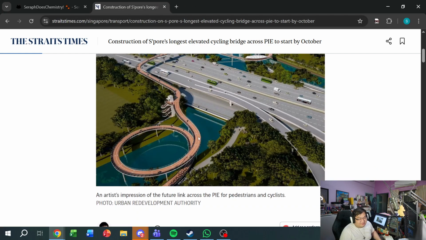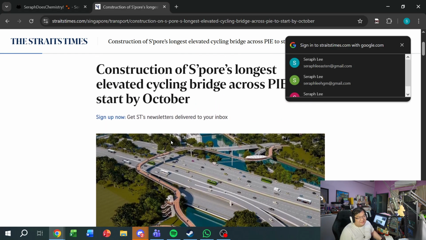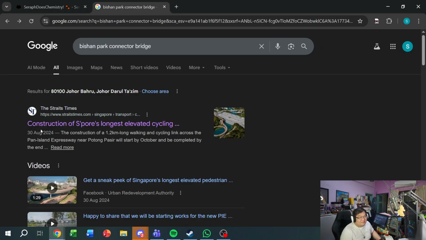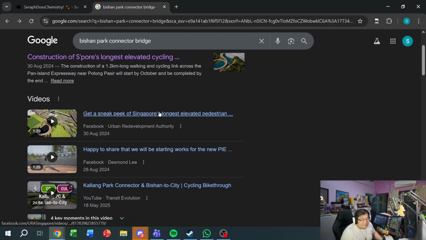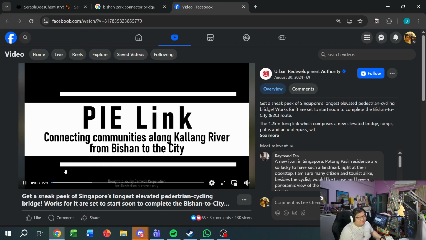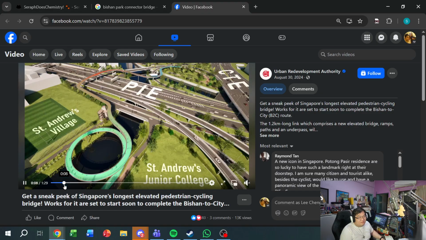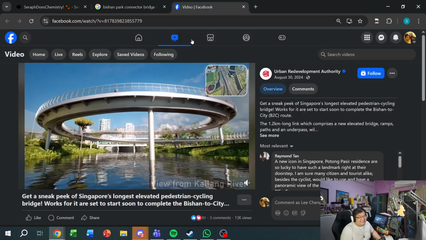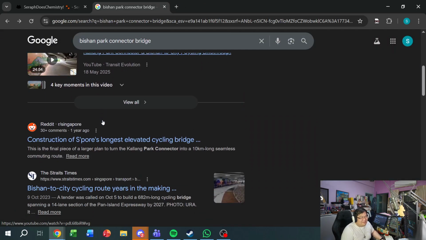Is it not? It's not this one. Yeah, elevated. Oh, this is a pedestrian walkway. Maybe it's this one? No, it's the same thing. This thing? Yeah! That's the only thing that is circular in Bishan Park connector. That's the thing. Okay, sure.